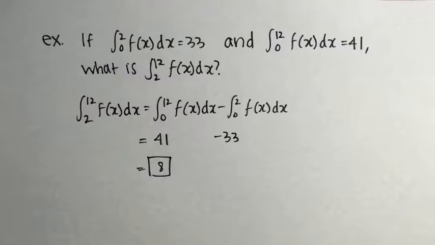Here's an example of property 2. If the integral of f of x dx from 0 to 2 is 33, and the integral of f of x dx from 0 to 12 is 41, what is the integral of f of x dx from 2 to 12? The integral from 2 to 12 equals the integral from 0 to 12 minus the integral from 0 to 2. This is 41 minus 33, as given to us in the problem, which equals 8.